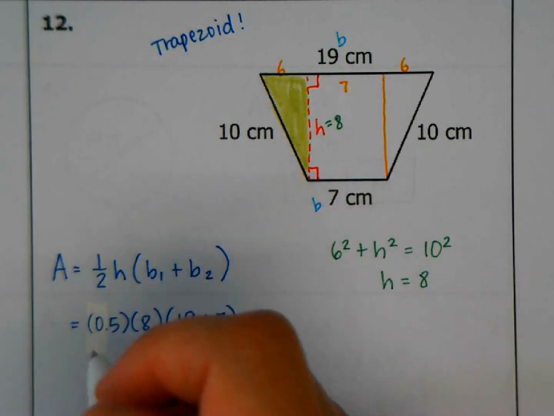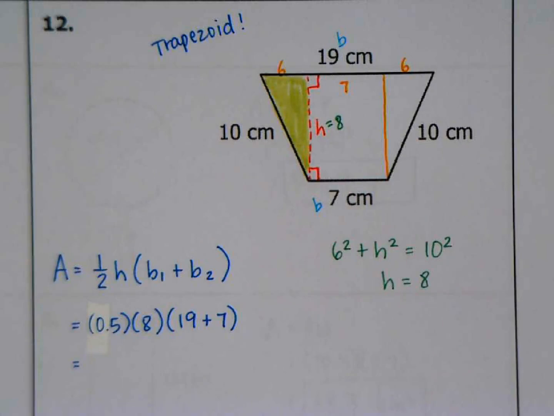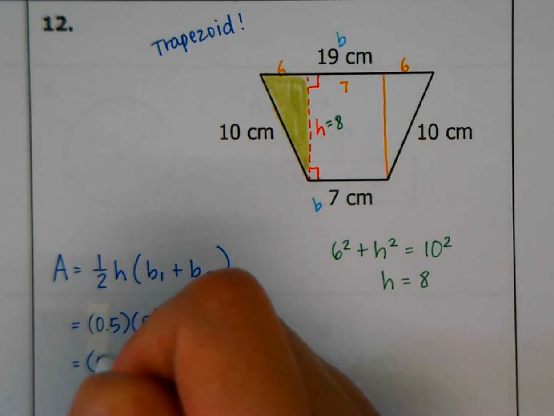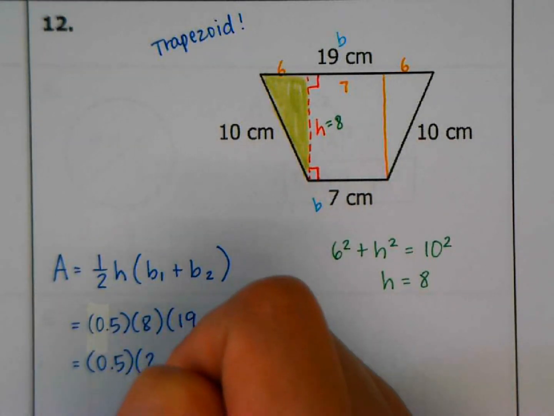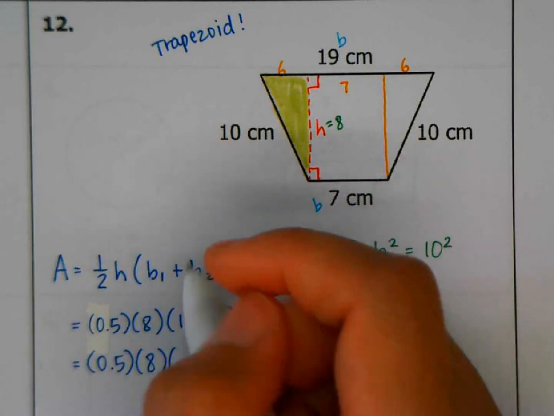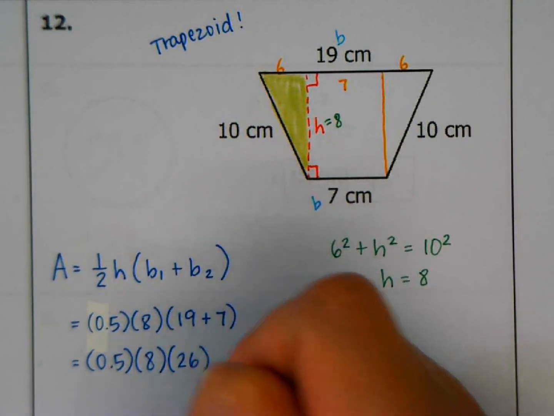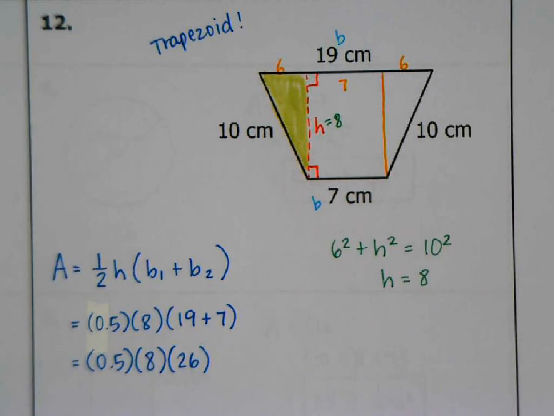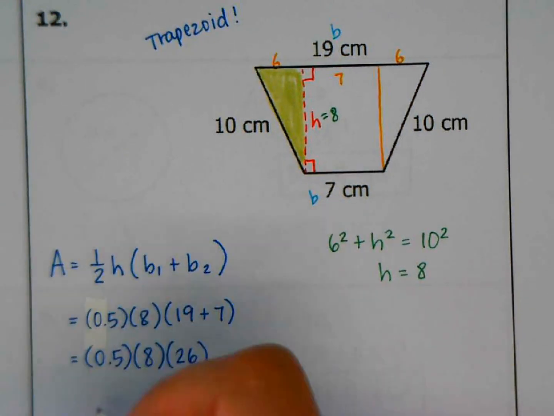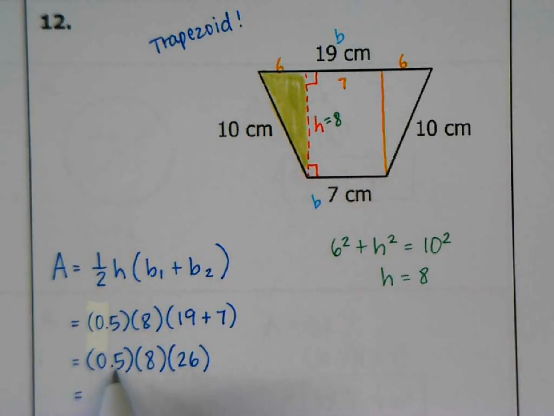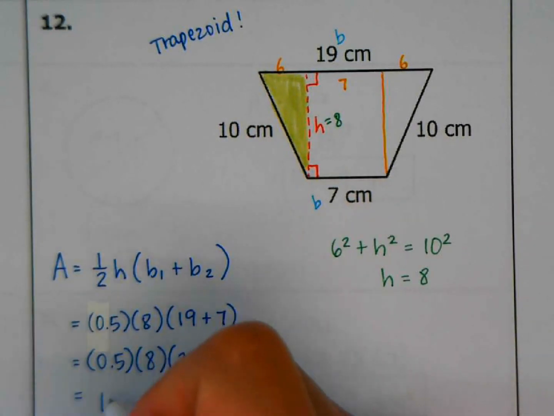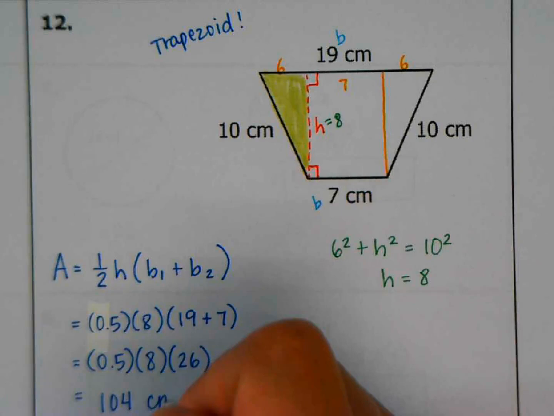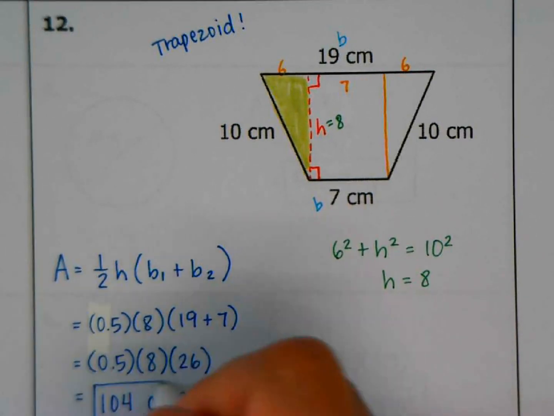So 0.5 times 8 times 26. And then type that into your calculator and you should get 104 centimeters squared. There you go. That's it. And we are done.